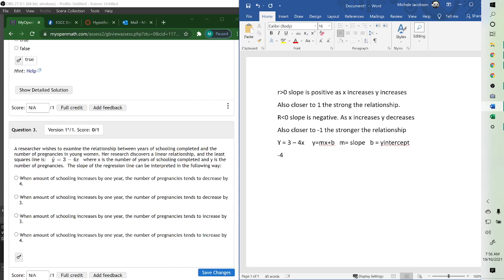I want to make a fraction over 1. Because you want to think of the slope as a fraction because it's the change in y, and y is the number of pregnancies. And x is number of years of school.